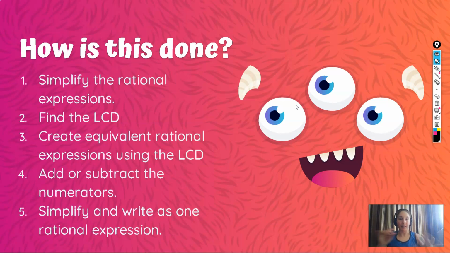Then we have to make common denominators. We're going to figure out what the common denominator is supposed to be, then make a bunch of common denominators. Step 4 says we'll add or subtract the numerators together, and then we'll simplify at that point. We'll write it as one rational expression. And then voila, we'll have combined rationals together through addition and subtraction.